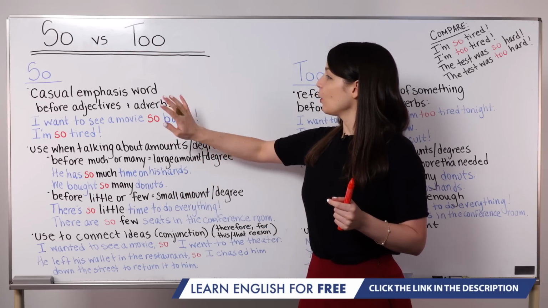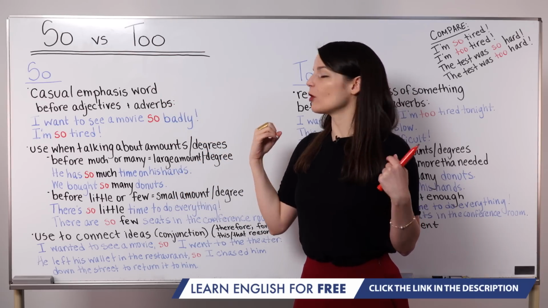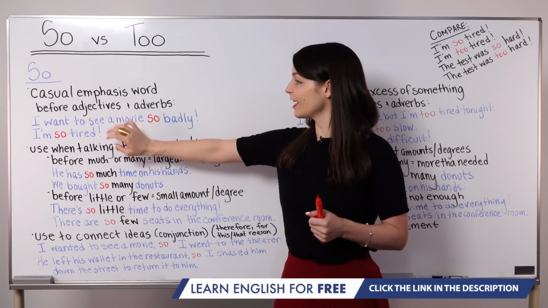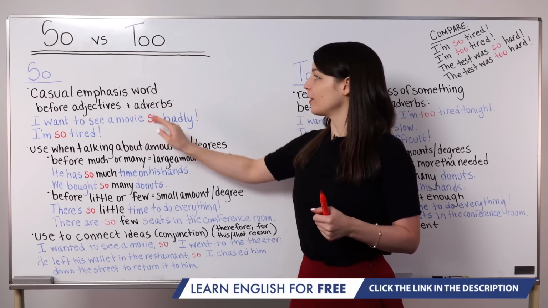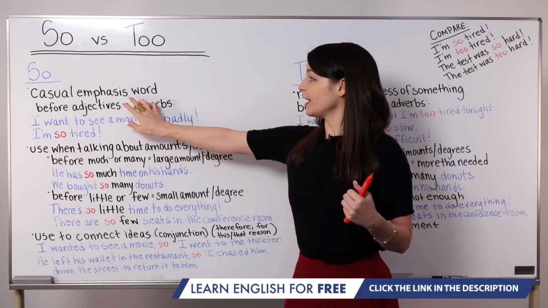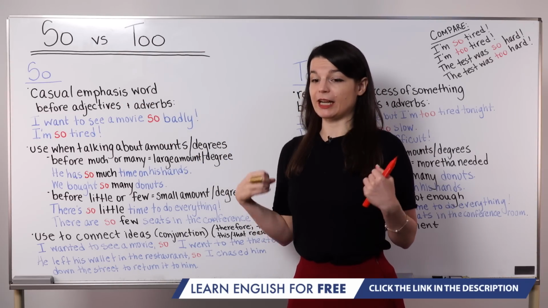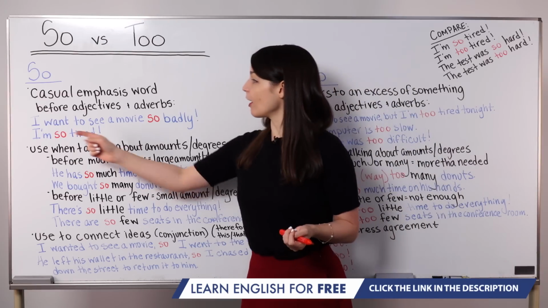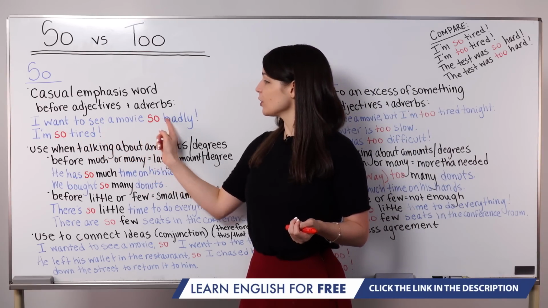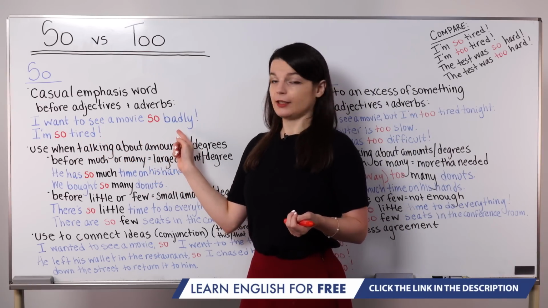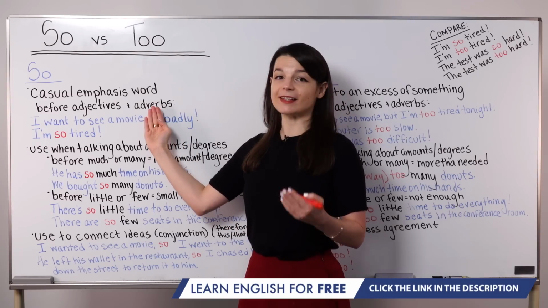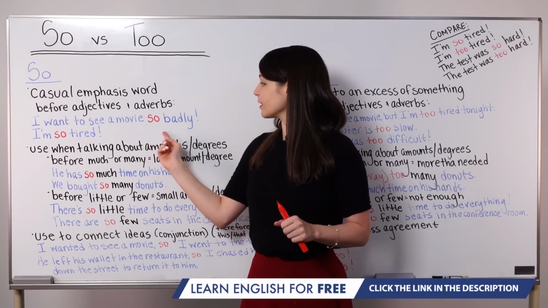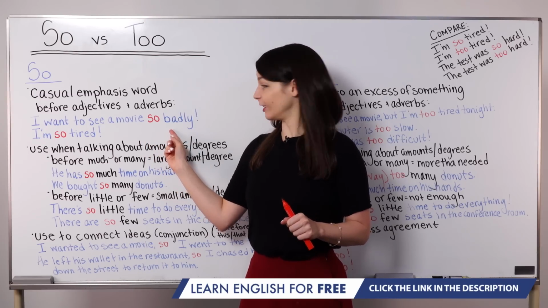I want to start with using so as a casual emphasis word, and I want to look at it before adjectives and adverbs. So again, you can think of this as an emphasis word, meaning like very or really. So examples of this are, I want to see a movie so badly. We can remove so, and the sentence is grammatically correct. So is just adding emphasis to the word badly here.